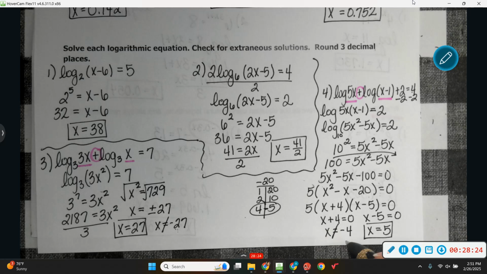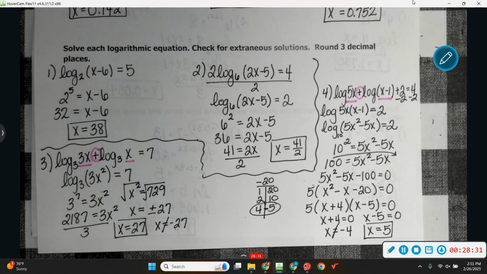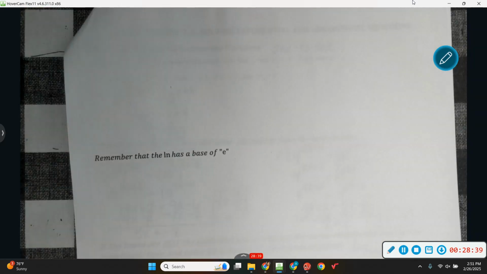So again, that negative 4, when I plug that in, 5 times negative 4 would give me a negative 20. I cannot take the log of a negative. That's another reason it's extraneous, and that's why you have a non-real calculation. Okay, so now we're going to look at a few more examples.